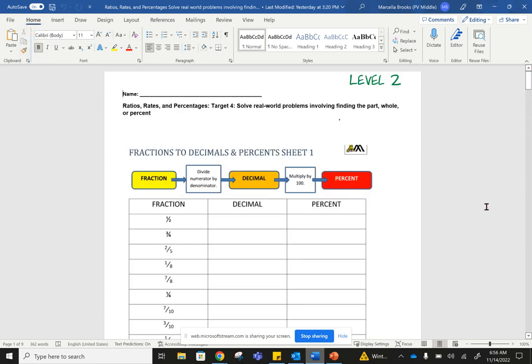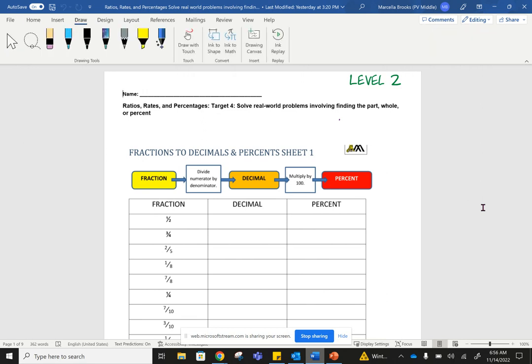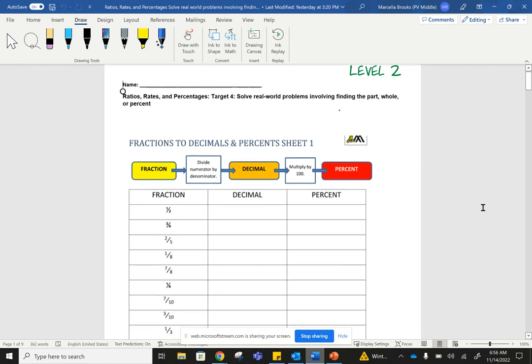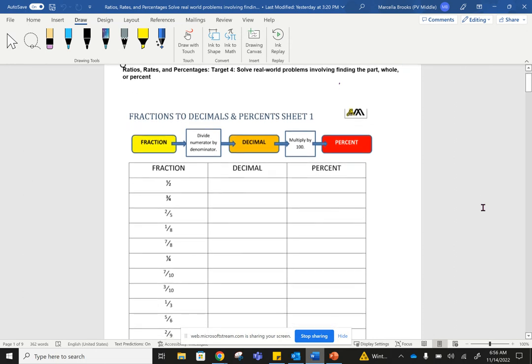All right, so this is our next target. We are going to do ratios, rates, and percentages, target 4, where we will solve real-world problems involving finding the part, whole, or percent. So first we're going to learn how to turn fractions into decimals, and then decimals to percents. So first of all, we have the fraction 1/2.